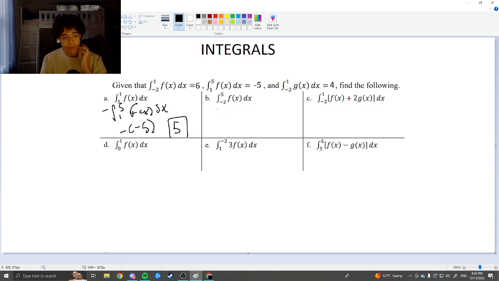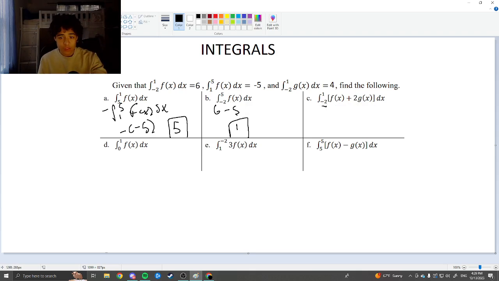All right, next one. We have the integral from -2 to 5. So what does this mean? Let's say our f of x function looks like this, and our axis is somewhere here. We know that from -2 to 1, the area is 6, and we know that from 1 to 5, the area is -5, so it's going to be down here. So if we add up all the area together, we take our first area and subtract our second area to find the total, because we're just adding them together. So we're adding 6 to this -5 over here. So 6 minus 5. So our area, or our integral for this, is going to be 1.